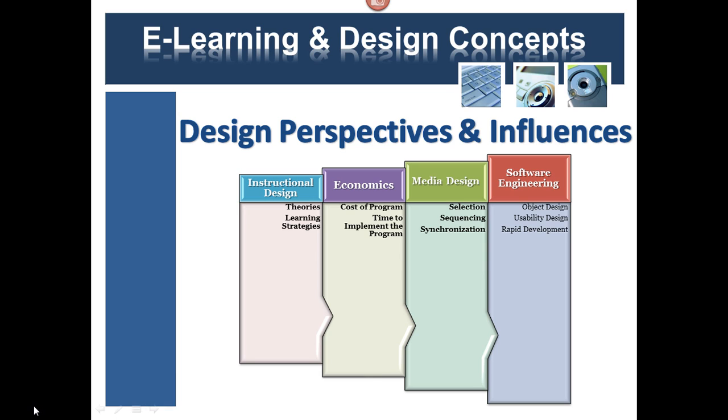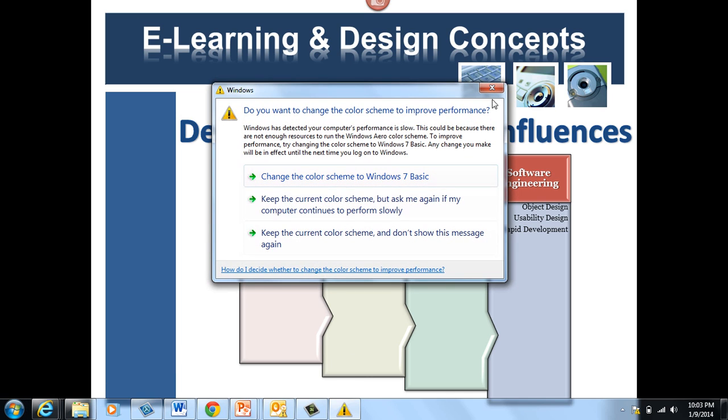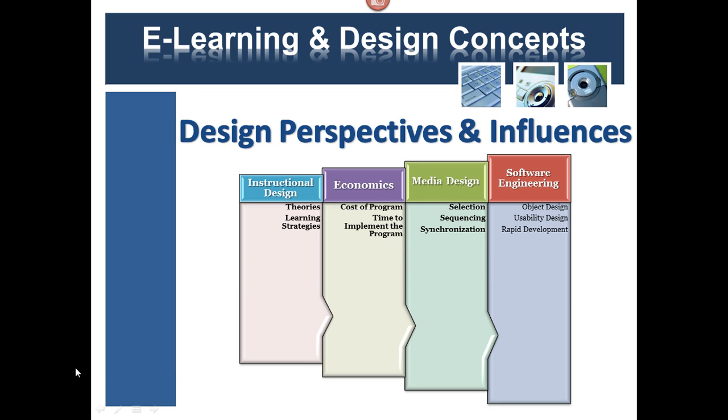So now let's talk about the design perspectives and influences. First thing, you're going to deal with the instructional design. That's going to deal with your theories and your learning strategies. Once you have that done, then you want to talk about your economics. This is basically going to be the cost of the program, the budget, and the time to implement the program. Then you want to move on to your media design. This will include selection, synchronizing, and sequencing. Then you have your software engineering. This is your objective design, your usability design, and your rapid development.